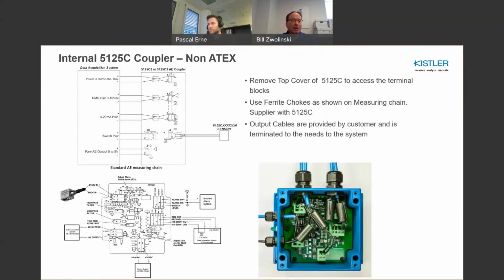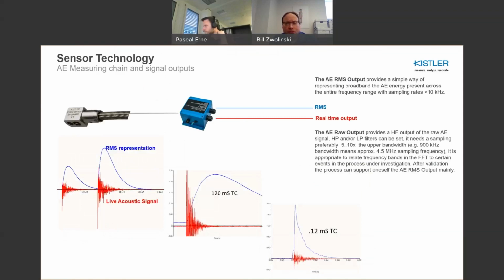This is what it looks like inside. I'm not going to go through this for your benefit, but basically inside the coupler are terminal blocks that you screw into. We supply ferrite chokes that really help attenuate any high frequency noise, and really give you a high fidelity signal on the output. What RMS refers to is this: if you look at the red signals, these are the live acoustic AE signals, and the blue one is the RMS output. I like to always refer to the RMS as an envelope. It gives you the envelope of the signal.